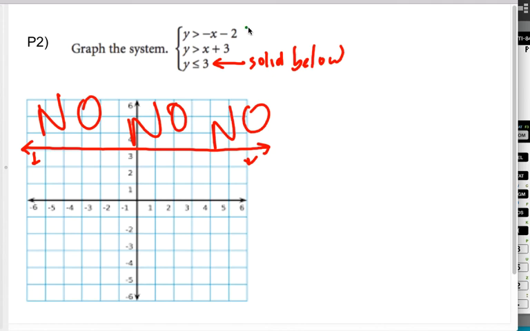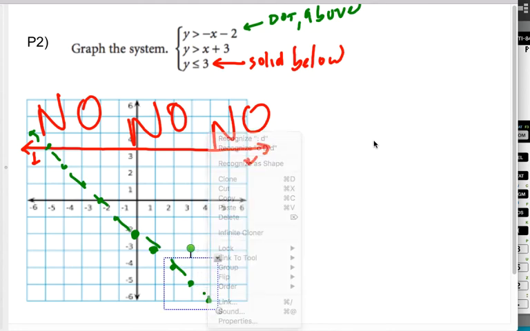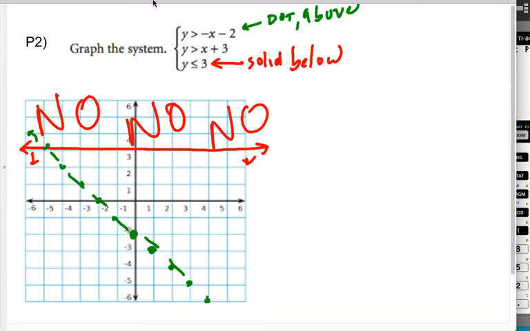All right, so then in green, this guy's going to be a dotted line, and we're going to shade above. So dotted and above. Here's the y-intercept of -2, and the slope is -1. So down one, right one, down one, right one, all day. And it is dotted, so I'm just going to make my dots a little bit more pronounced. But again, that's up to you. All right, there we go.